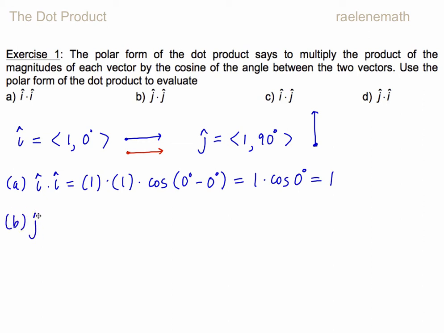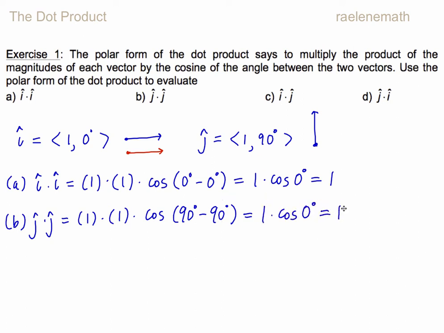Similarly, in part B, to get j hat dot j hat, we take the magnitude of the first times the magnitude of the second times the cosine of the angle between the vectors. It's the same vector, so it has the same direction for each one, which means the angle between them is 0. And so 1 times the cosine of 0 degrees is equal to 1.